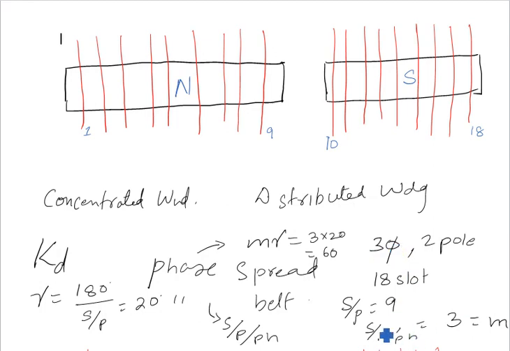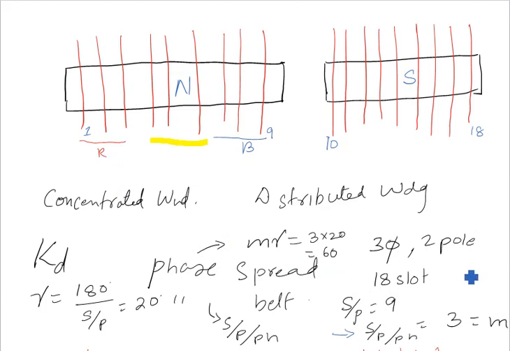Slots per pole per phase is 3. I have already told you that these 3 will represent the R phase, then these 3 will represent the Y phase, and these 3 will represent the B phase. So this is how the winding goes on. Each phase has this.